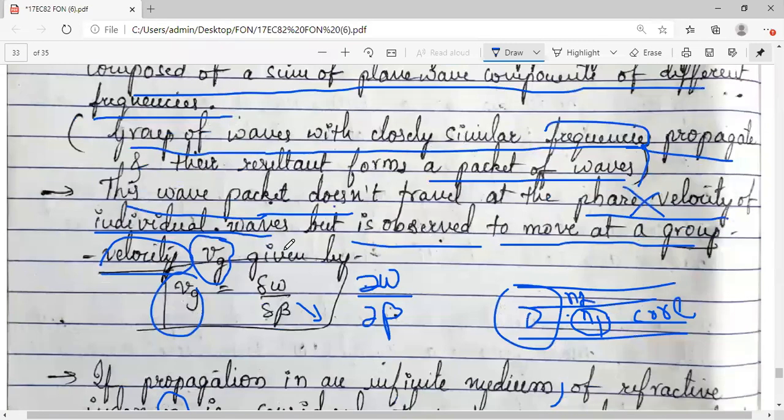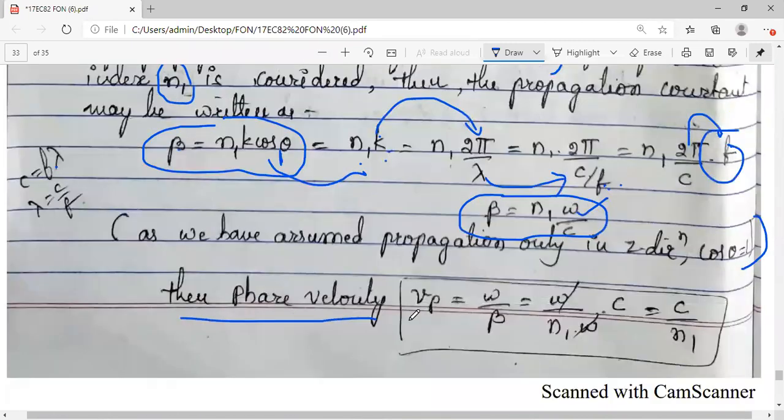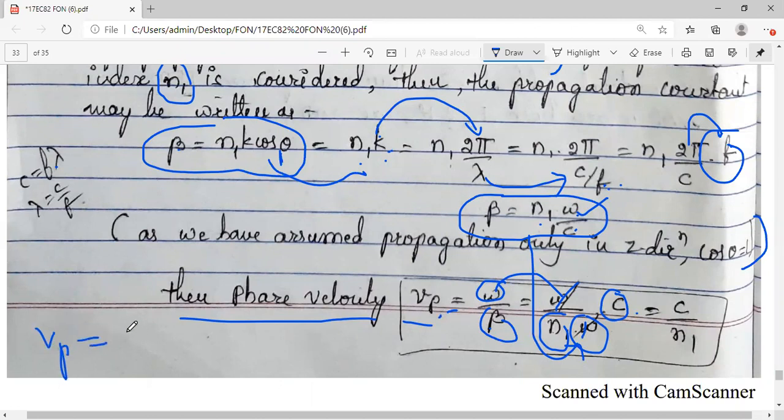So take this, phase velocity is equal to Vp, which is equal to omega by beta. Beta we have just derived, substitute that. So omega, what is beta? n1 omega divided by c. c will go to the numerator and omega gets cancelled. Vp is equal to c by n1.